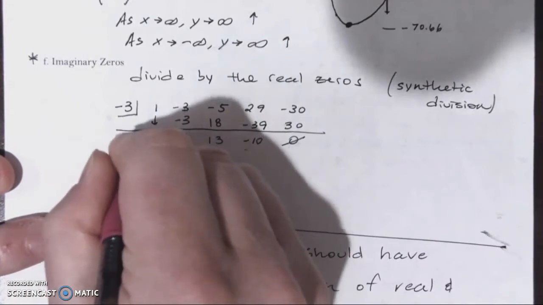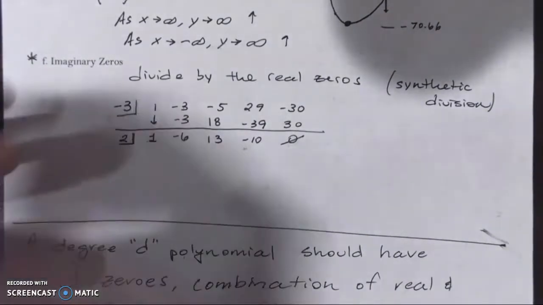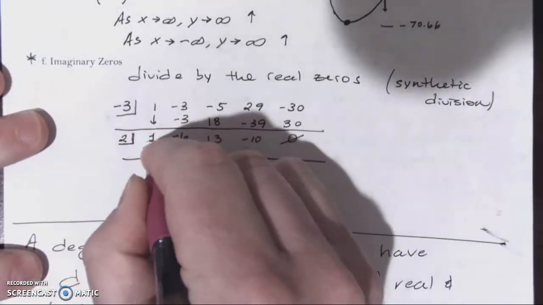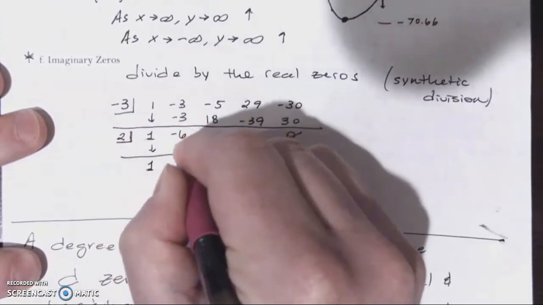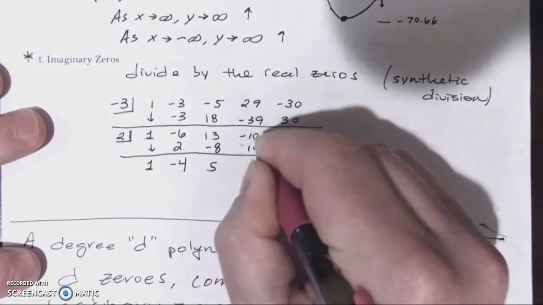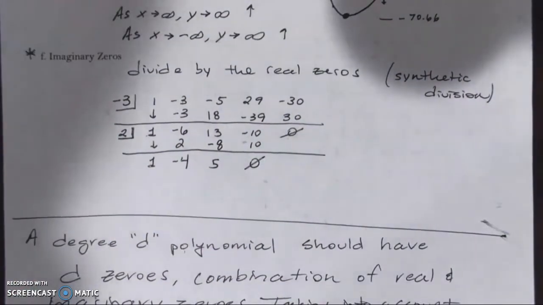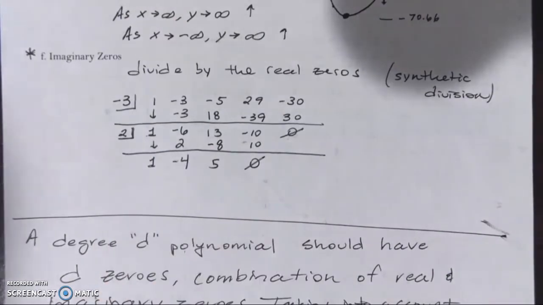Okay, we said we had 2 zeros. So I'm going to divide by the x minus 2 as well. I'm going to put a 2 in the box. And we're going to divide, multiply, add, multiply, add, multiply, add. Are we happy with what came out? There was no remainder again. Makes sense since these are both zeros of our function.